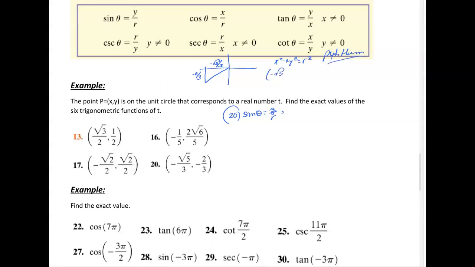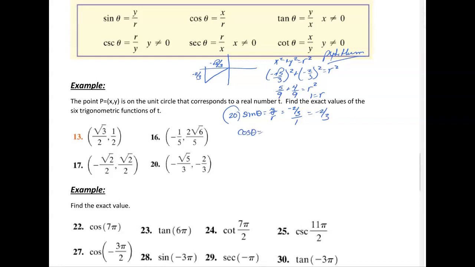So negative square root of 5 over 3 squared plus negative 2 over 3 squared is equal to r squared. So this is going to be 5 over 9 plus 4 over 9, and that's going to be equal to r squared. So it looks like r is going to be 1 again. Okay, well that's nice, because this is going to make these really easy for us. So this is going to end up being y over r, so negative 2/3.